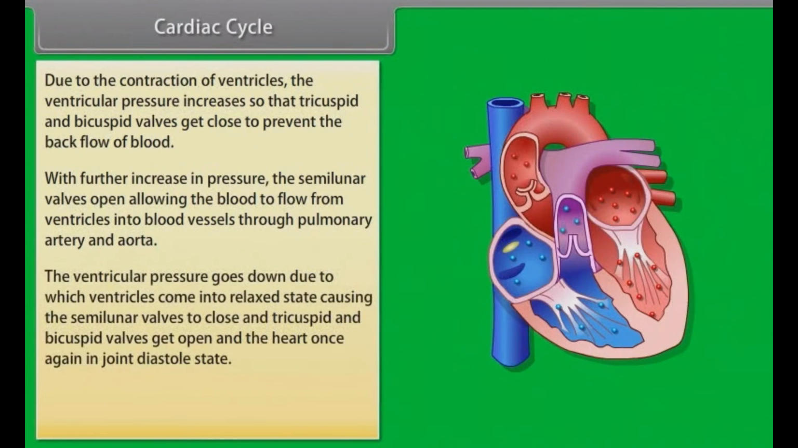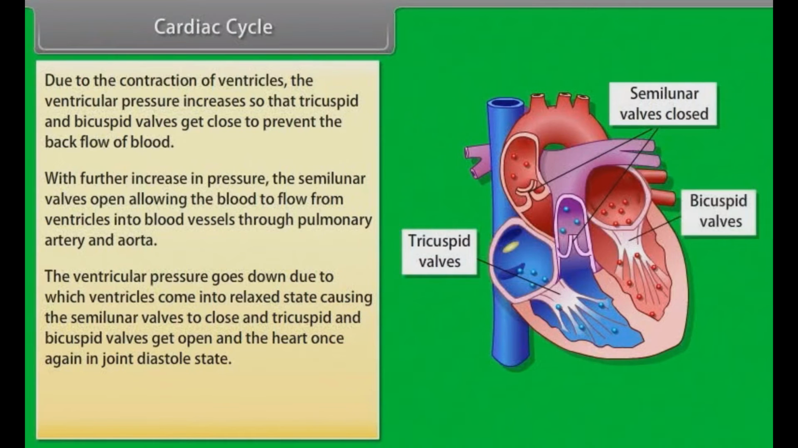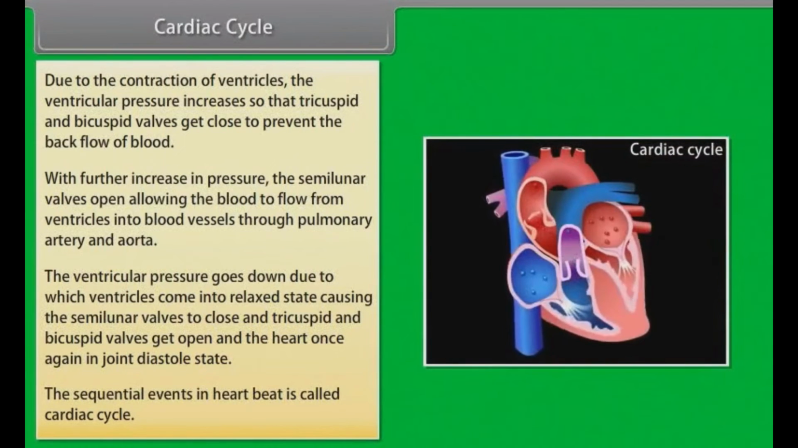The ventricular pressure goes down, due to which the ventricles come into a relaxed state, causing the semilunar valves to close and the tricuspid and bicuspid valves to open, and the heart once again is in joint diastole state. The sequential events in a heartbeat are called the cardiac cycle.